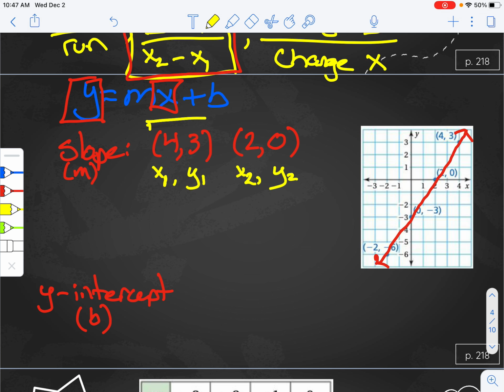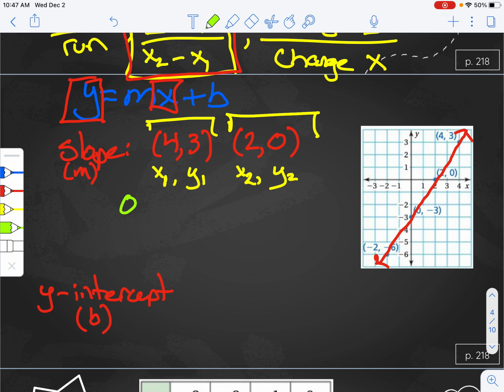It doesn't matter which order we want to go in. We just need to make sure that both of these are the 1 or both of these are the 2, that they stay the same in that ordered pair. So now let's use what we've labeled and put it into our formula.